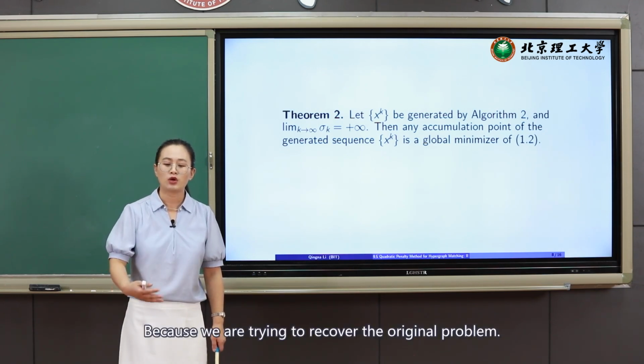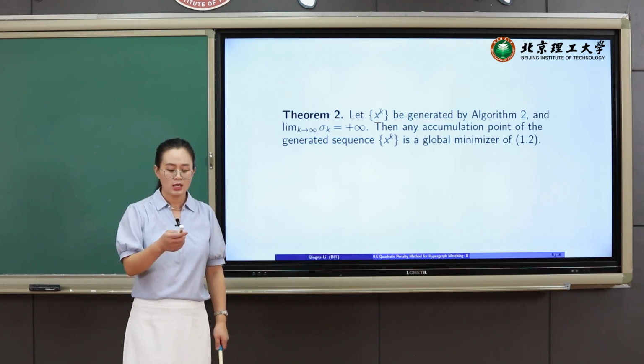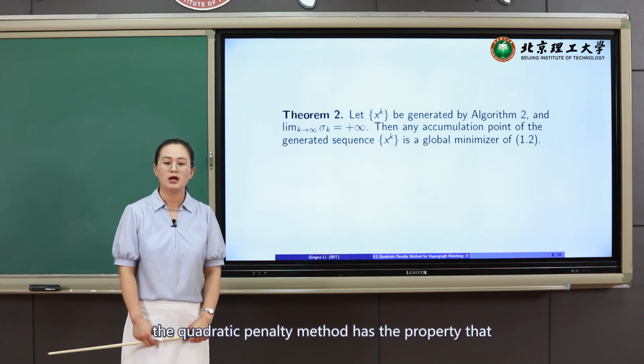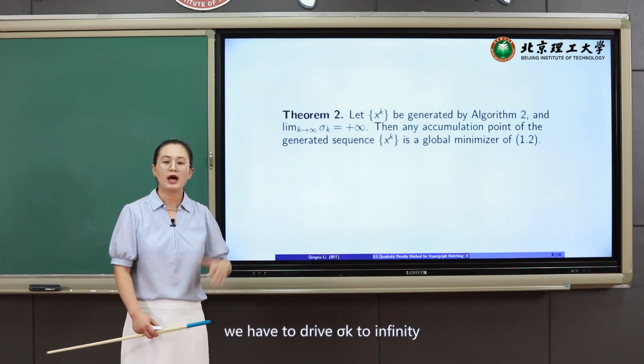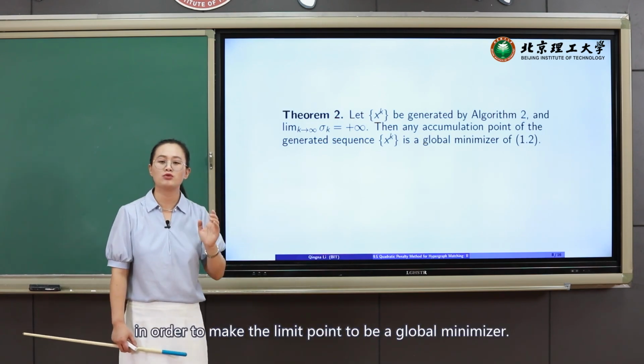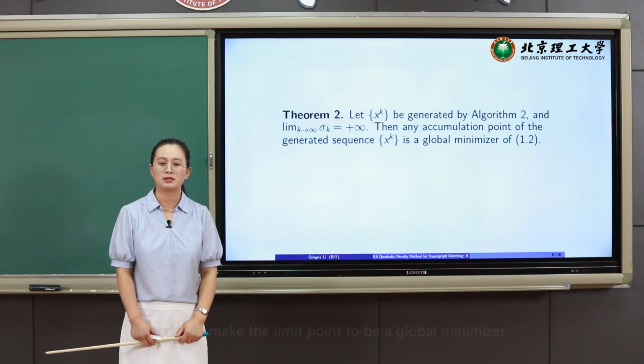Because we are trying to recover the original problem. Okay, so as we discussed before, the quadratic penalty method has the property that we have to drive sigma k to infinity in order to make the limit point a global minimizer.